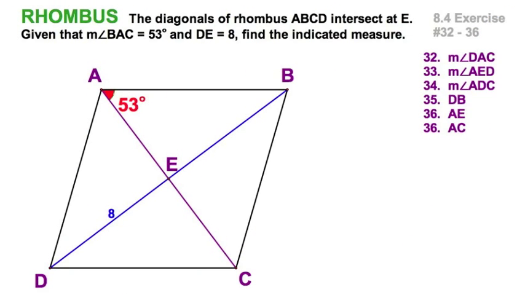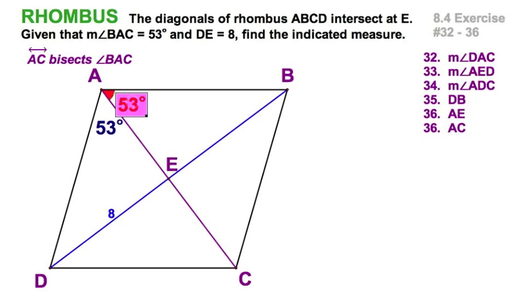Well, here we have one diagram, 6 exercises. I'm given a red angle here, right there, that's BAC, 53 degrees, and this segment, just DE, is 8. Let's get to it. We've got 6. Go for the angles first.